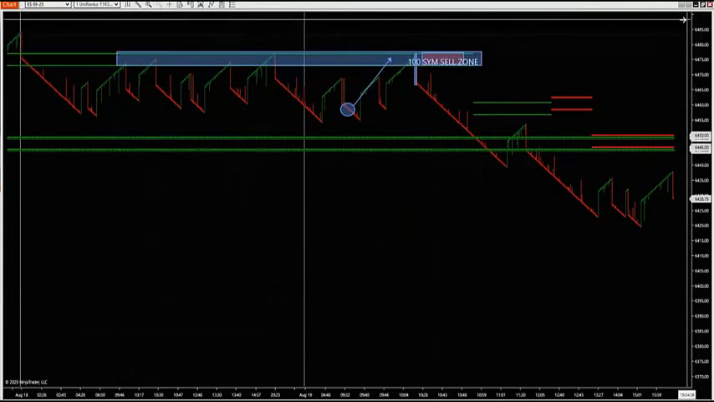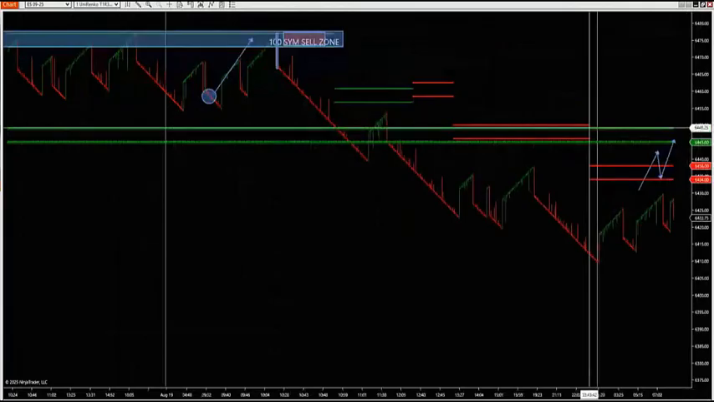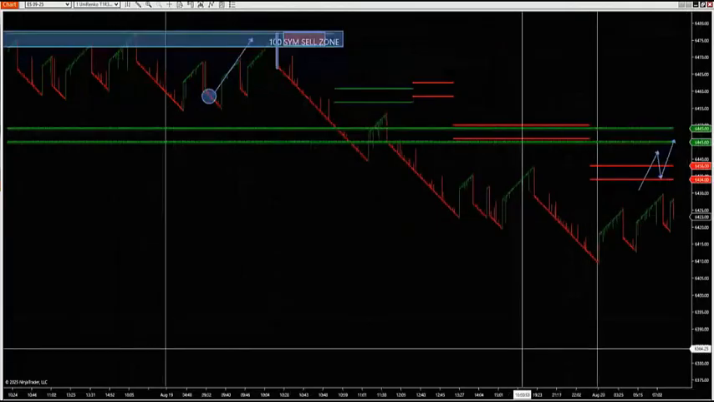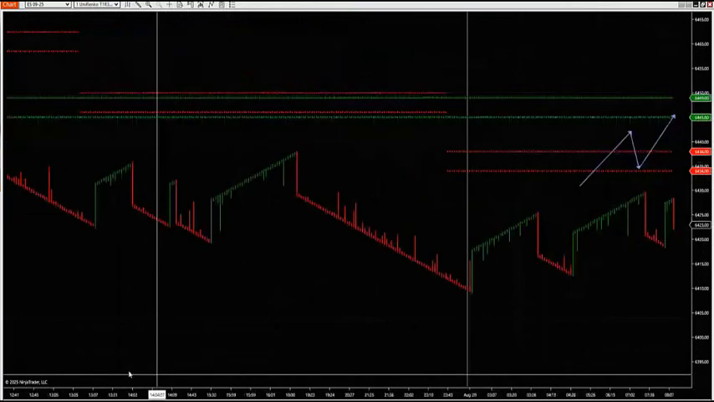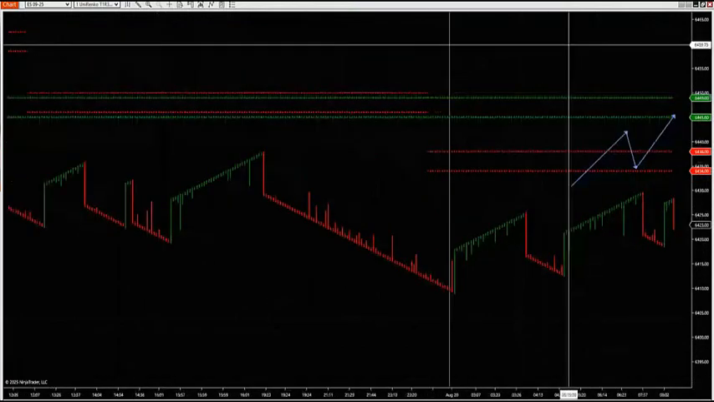Okay, so that's what we want to do. All right, we want to stalk these deep liquidity grabs and these more shallow liquidity grabs for reversal opportunities. Okay.